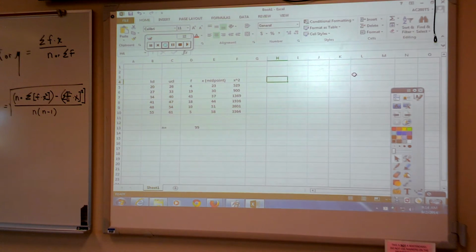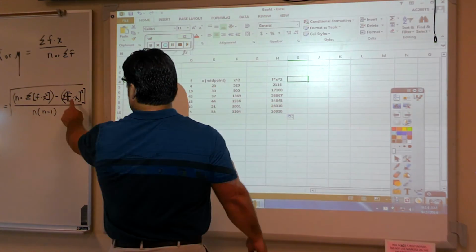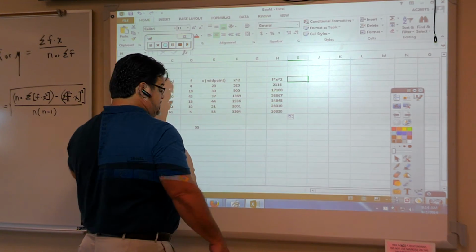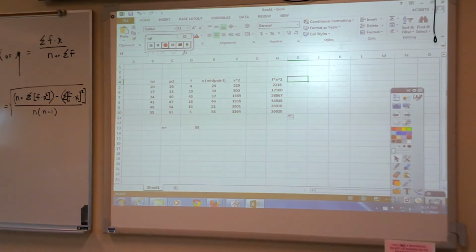So I'm gonna go over here, I'm gonna skip a column because I don't want you to get confused. So we're gonna do F times X squared, and that's gonna be equal to F times X squared. And then what else do we need? We need F times X. So we go over here and make an F times X.